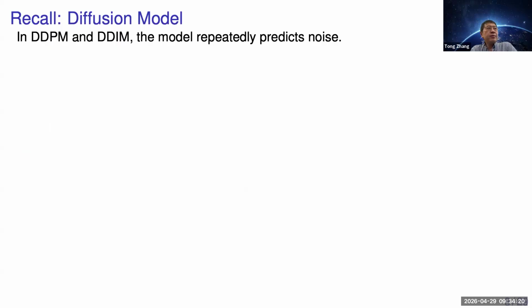So we first should recall this diffusion model, which is in both DDPM and DDIM. The idea is that the model repeatedly predicts noise. So in both cases, if you have an image, you will think about this, both noise and the inputs are image-alike. And this is what we want to discuss.